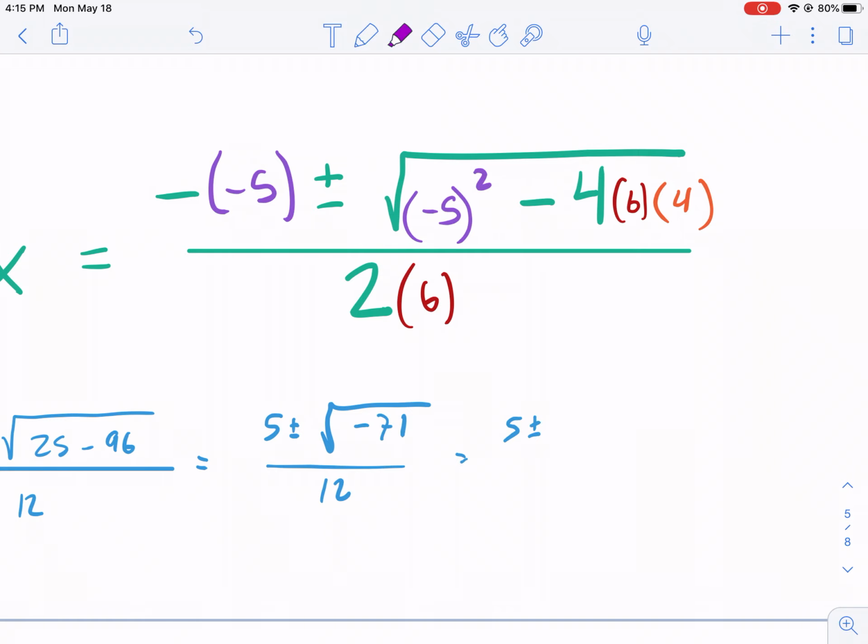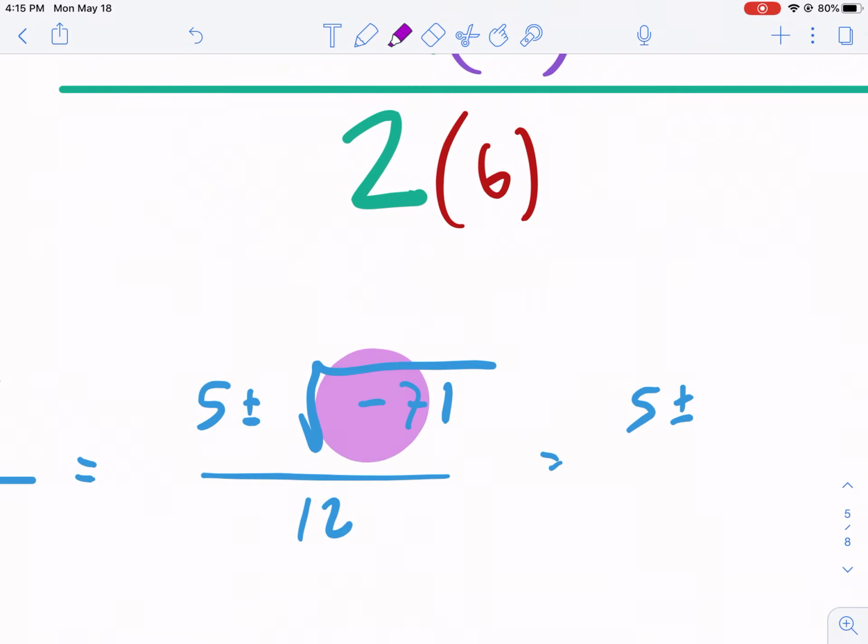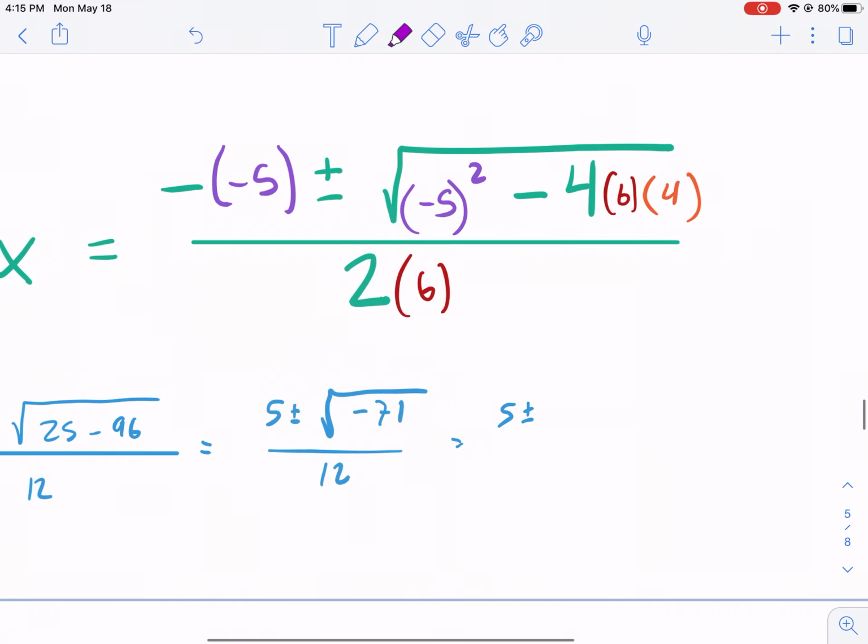Okay, so what's something you notice? Well, we notice that this is negative inside the radical. So we can split this up into 2 radicals, which is like this, all over 12. So it becomes 5 plus or minus i radical 71.